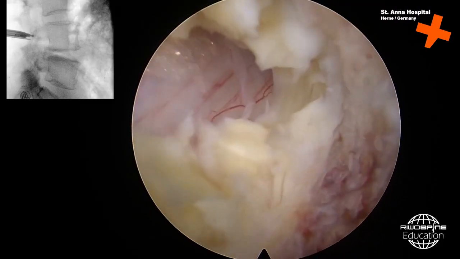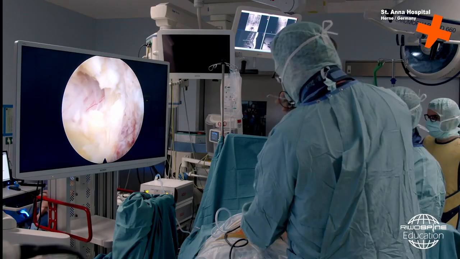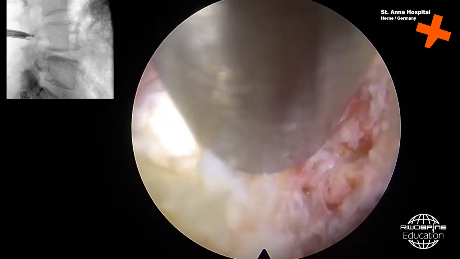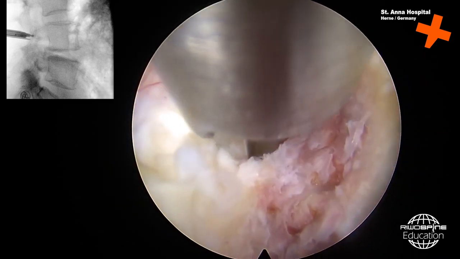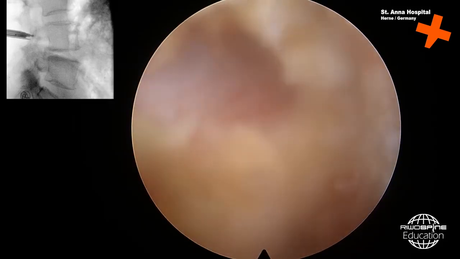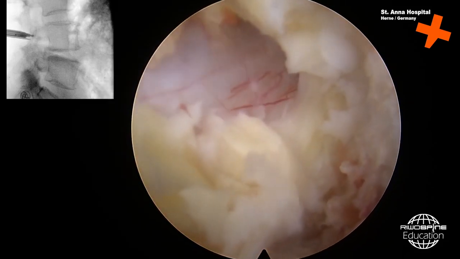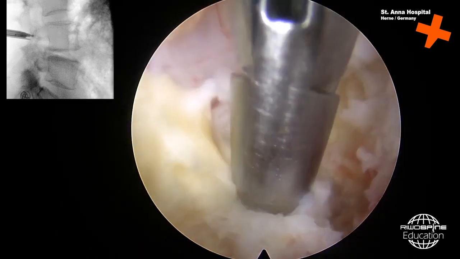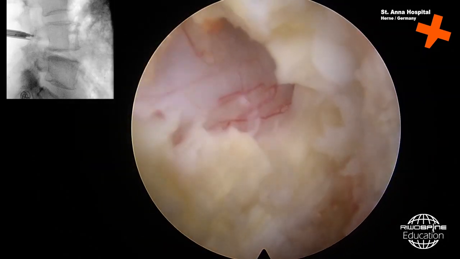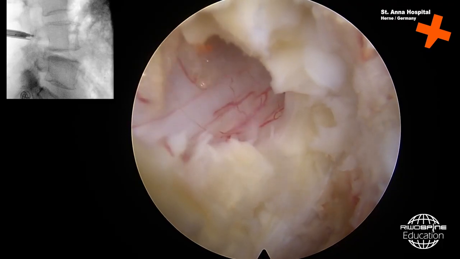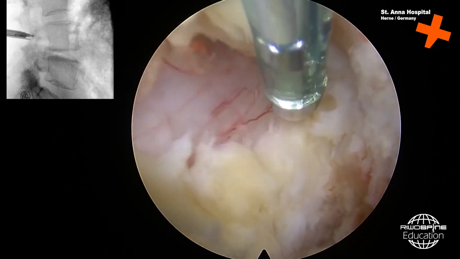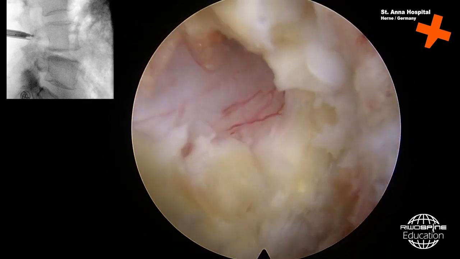Ja, einmal die Stanze bitte. So now we have to resect a little bit more to the lateral aspect. So what I first can do is to resect a little bit of bone here. Noch einmal den Rongeur. Einmal elektrisch. Einmal die Schere bitte.